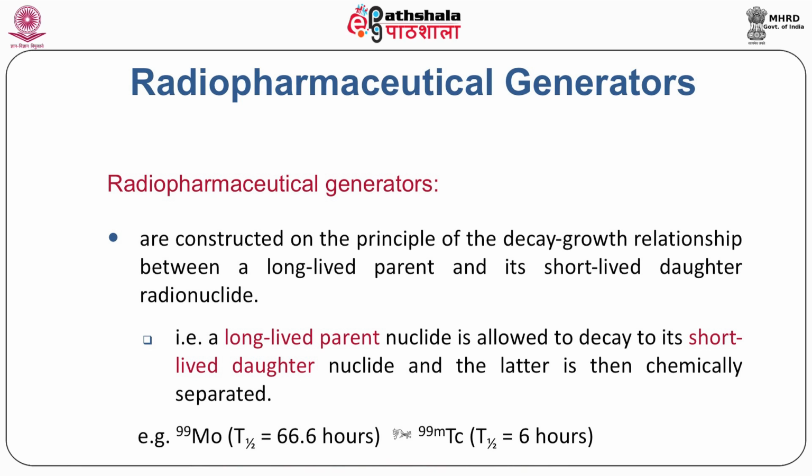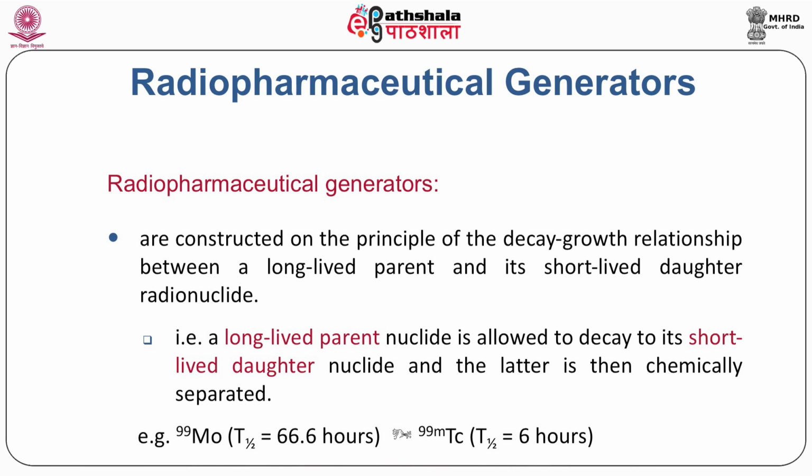These generators are constructed on the principle of the decay-growth relationship between a long-lived parent and its short-lived daughter radionuclide. What does that mean? The parent which decays gives a daughter radioisotope whose half-life is short. Here we are taking molybdenum-99 as the parent radionuclide, which is long-lived, usually 67 hours. When this molybdenum decays, it gives technetium-99m, and this is available in the form of a generator.